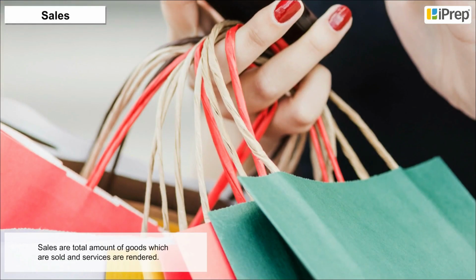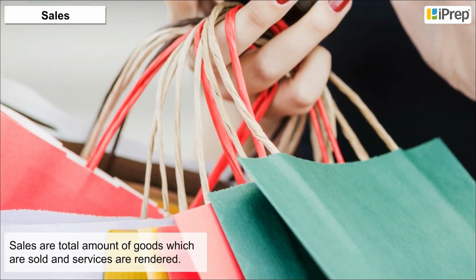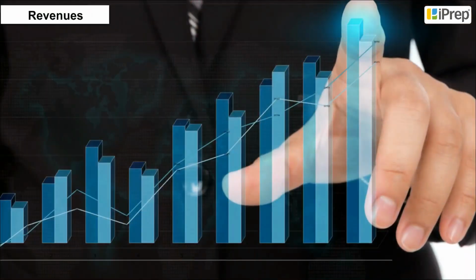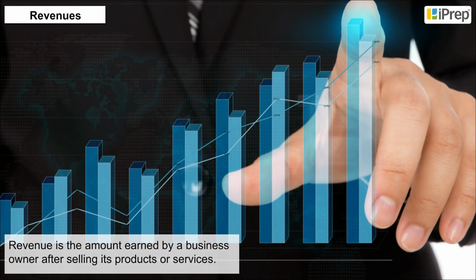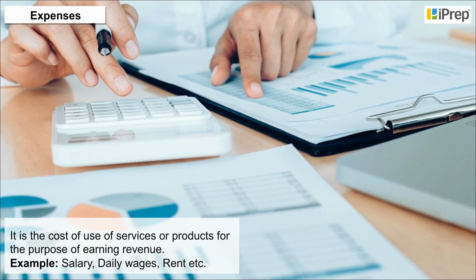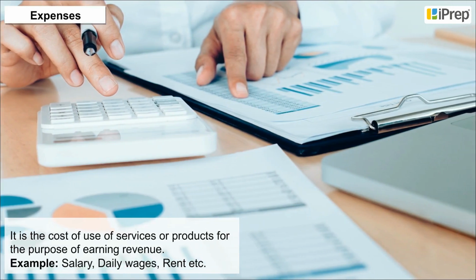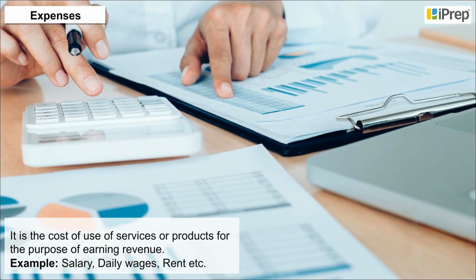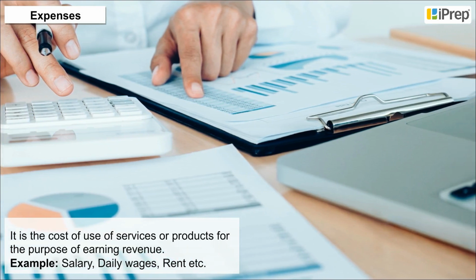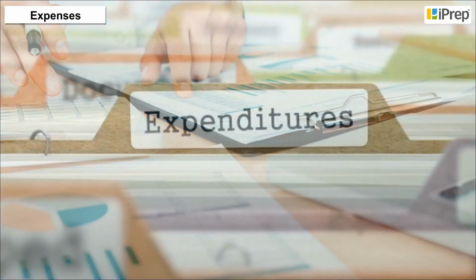Sales. Sales are the total amount of goods which are sold and services which are rendered. Revenues. Revenue is the amount earned by a business owner after selling its products or services. Expenses. It is the cost of use of services or products for the purpose of earning revenues. Example, salary, daily wages, rent, etc.